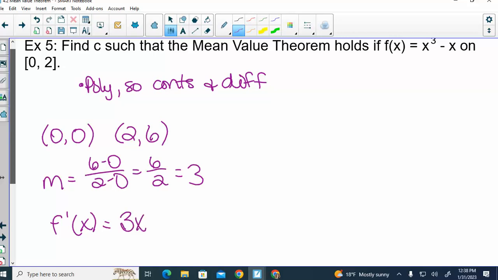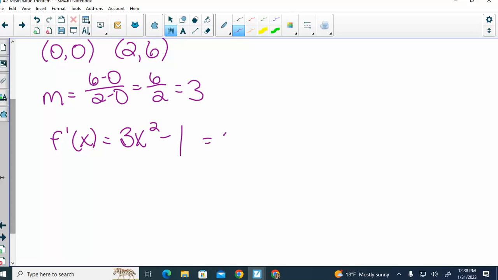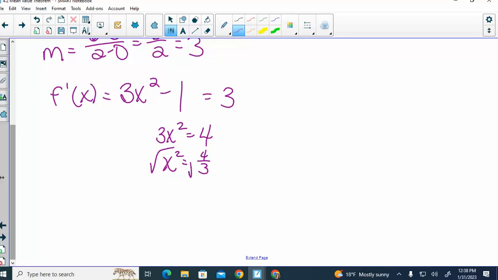So that would be 3x squared minus 1, and that has to equal 3. How do you get rid of a square? Square root. With that we need square root of 4 is 2. We can't do the square root of 3. So you have to get the radical off the bottom and you get 2 radical 3 over 3.